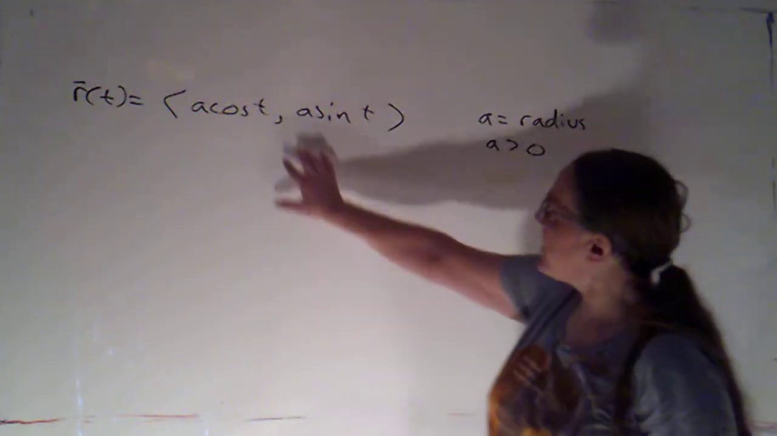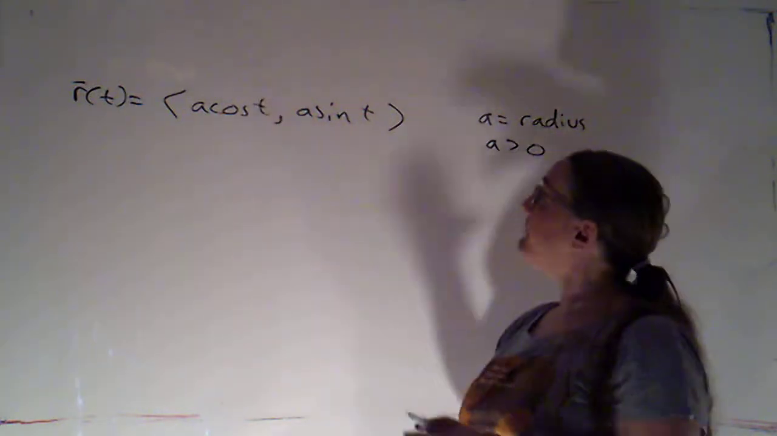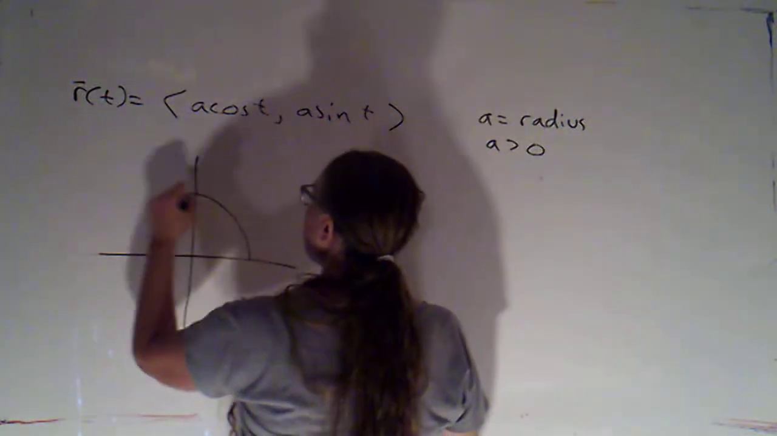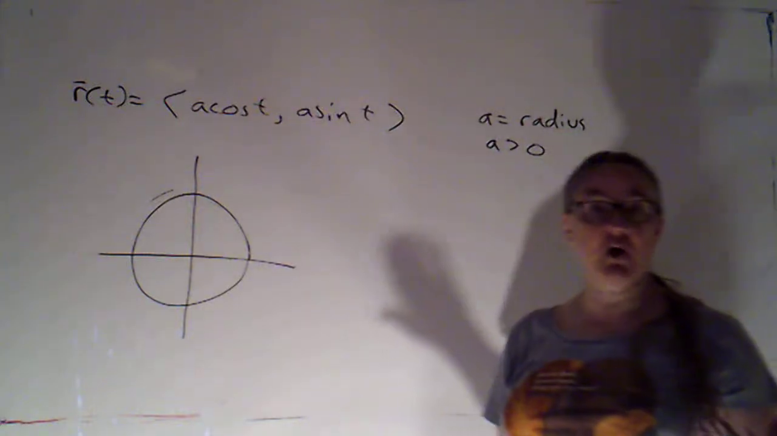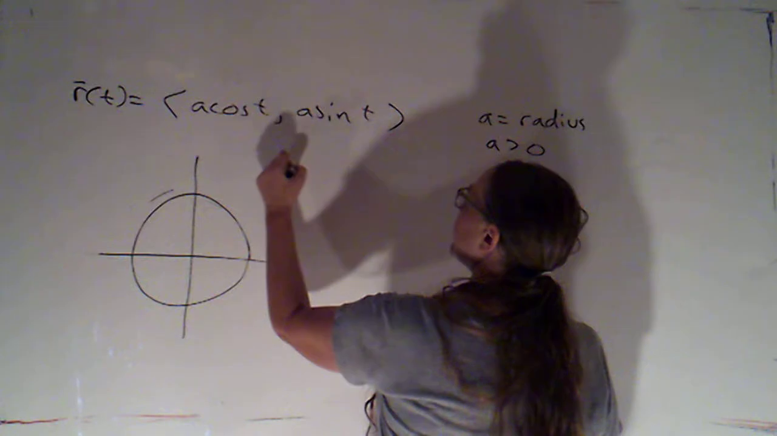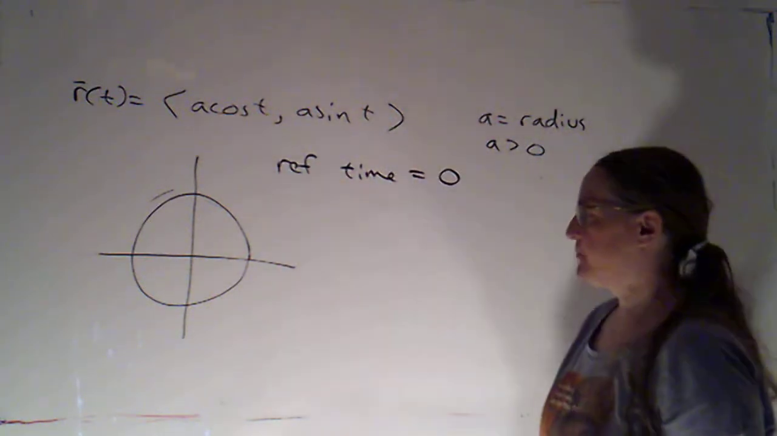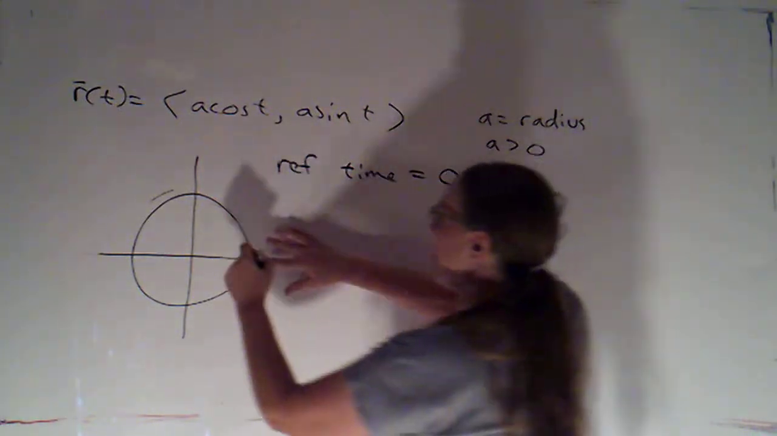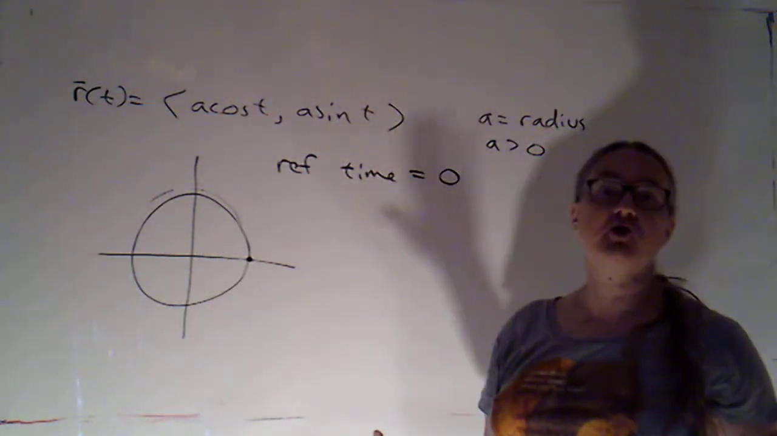Okay, so here I've given you a circle of radius a. It's oriented counterclockwise. Now, if I don't restrict the domain, then I would just be drawing that circle again and again and again, and that's totally fine. The way we would interpret that arc length is, let's just say our reference time is 0. So that would be starting at this point right here.